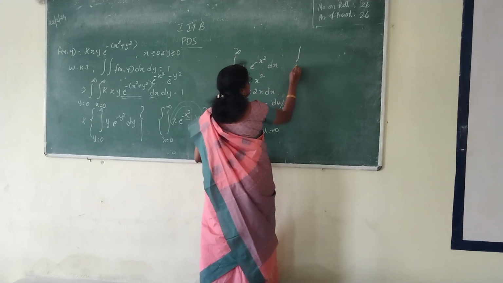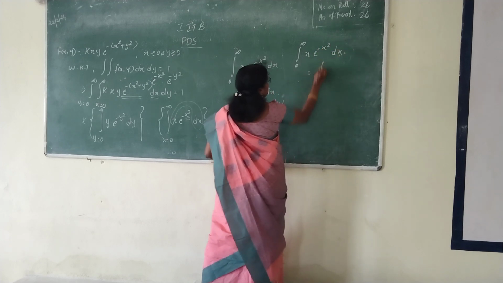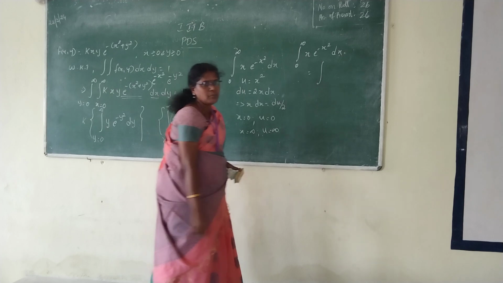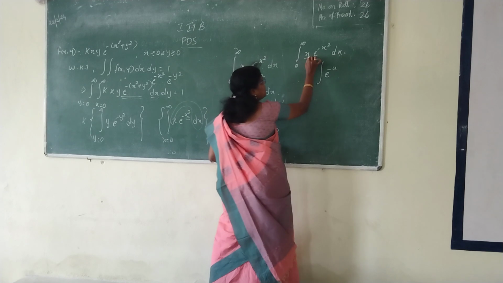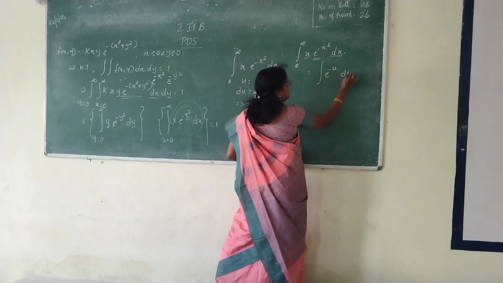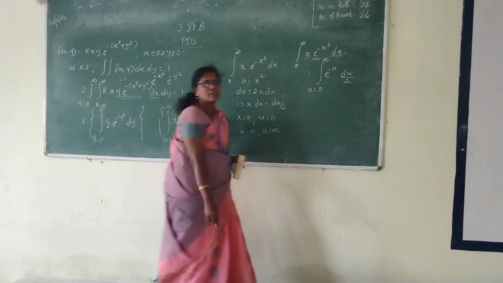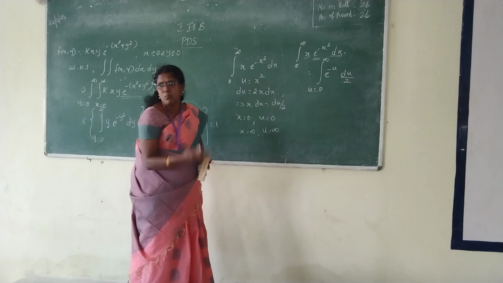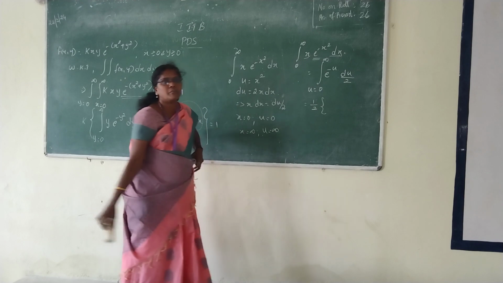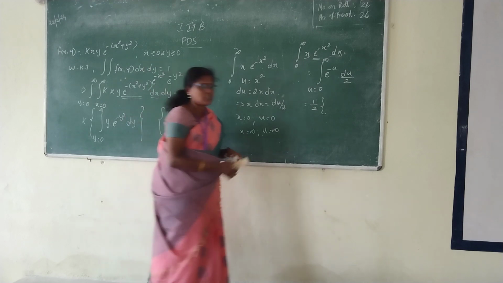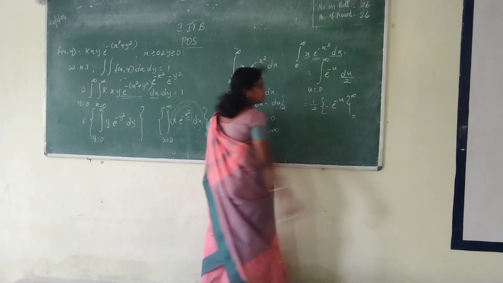So integral 0 to infinity x e power minus x square dx is equal to: convert everything in terms of the u variable. So this will become e power minus u, x dx is written as du by 2, and u varies from 0 to infinity. Now it has become a simple integration. 1 by 2 is a constant, take it outside. What is the integral of e power minus u? Minus e power minus u, within the limit 0 to infinity.